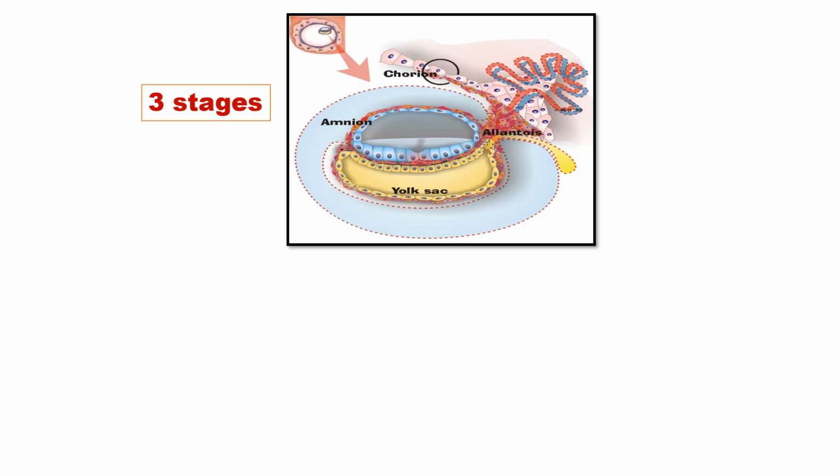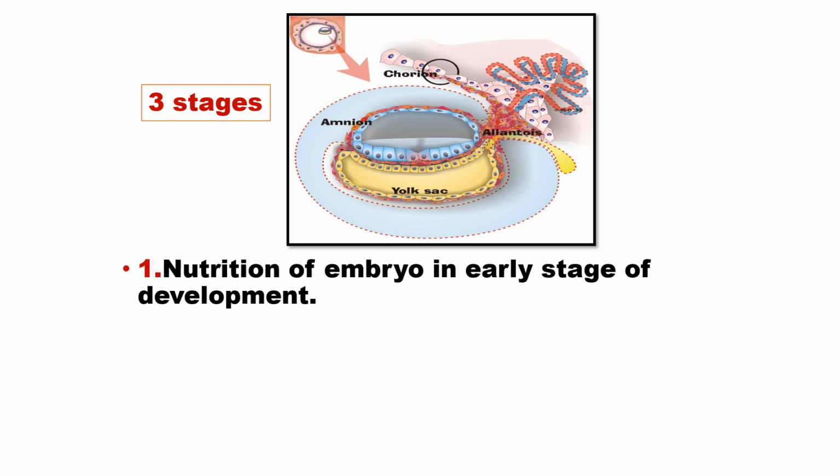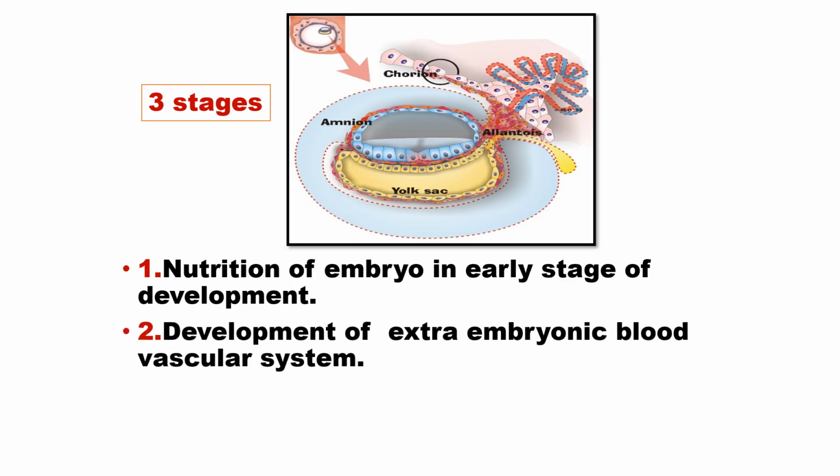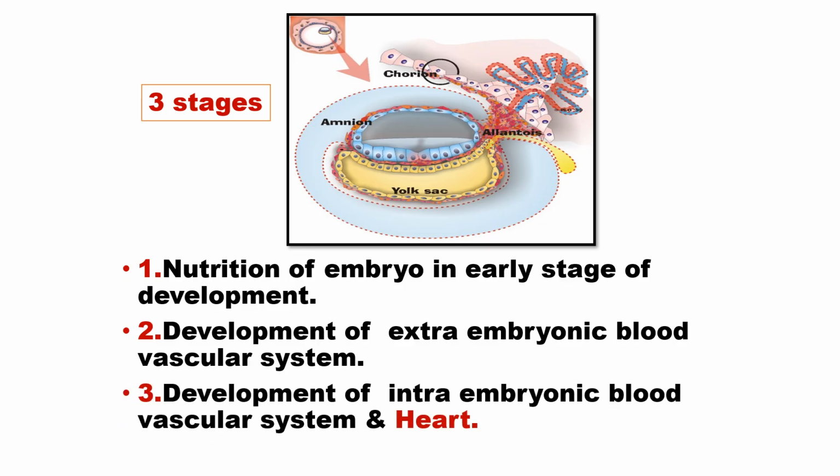There are three stages of nutrition to the embryo. The first is the nutrition of the embryo in the early stages of development before implantation, followed by the development of the extra-embryonic blood vascular system, which occurs earlier, and then comes the development of the intra-embryonic blood vascular system and the development of the heart.